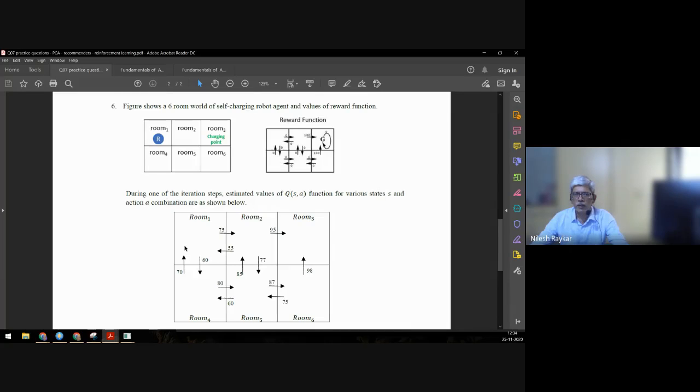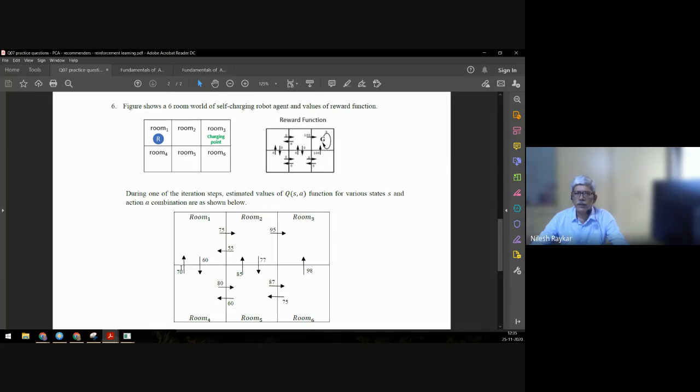from a certain room. Every room, or every state, has a value, and the distribution of this is known as the value function. The policy is, in a given room or a given state, what action one should take. So the policy is related to both state and action, and the value is related to only state.